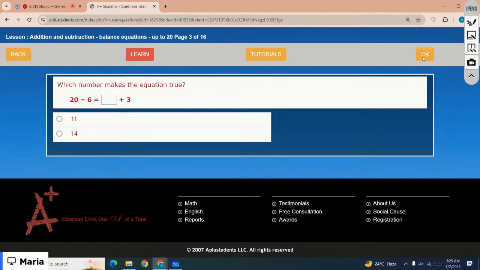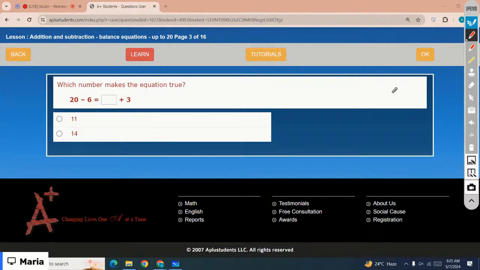Okay, which number makes the equation true? 20 take away 6 equals the missing number plus 3. So, which is the correct option? 20 take away 6 is 14, right? Now you have to see which number when added to 3 makes 14, which is the correct option.